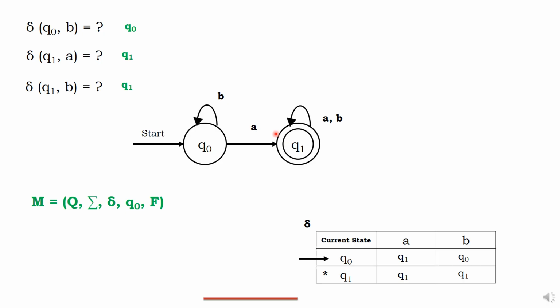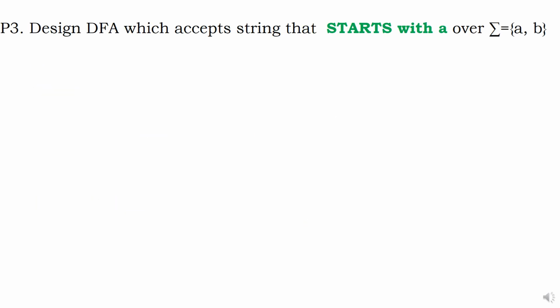Now, this all you know. Who is Q? Q naught and Q1. Who is sigma? AB. Who is delta? This is the delta. Who is Q naught? Initial state. Who is final state? Q1. Now, you know all this already. Let us see the next problem.